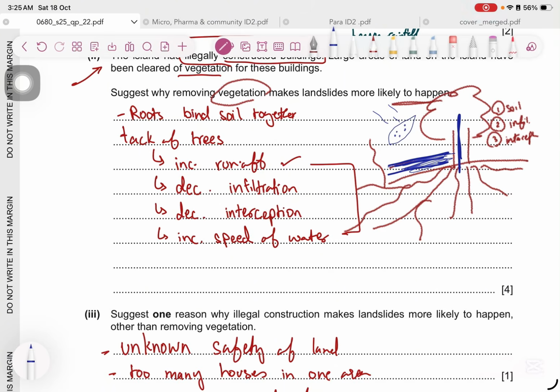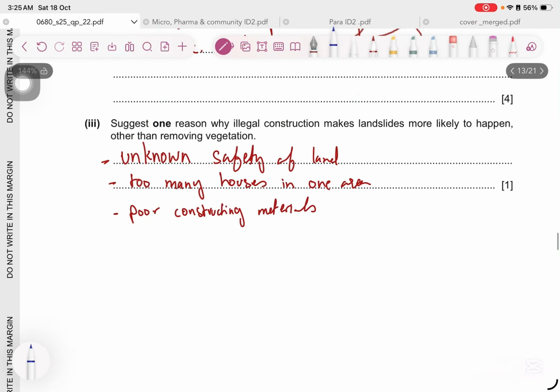Exactly like when you're going to the mall and you find that policeman. You're supposed to just be there at like 4 p.m. or something, okay? But instead you get there at 4:30 because you were obstructed by that policeman, okay? Or something kept you off. That's exactly what happens. So when the water gets obstructed by the trees, they have more time to infiltrate, okay? So they are less likely to cause soil erosion or the landslide, okay? So just one reason why illegal construction makes landslides more likely to happen, other than removing vegetation.